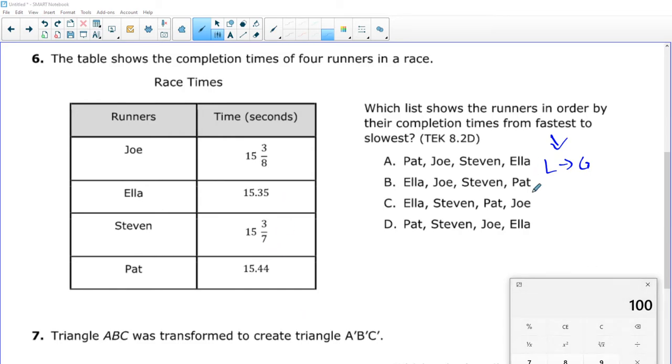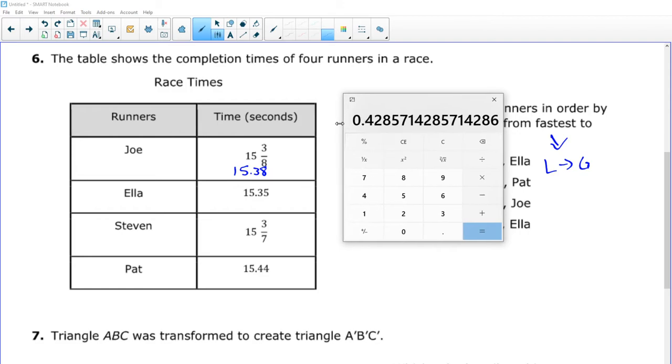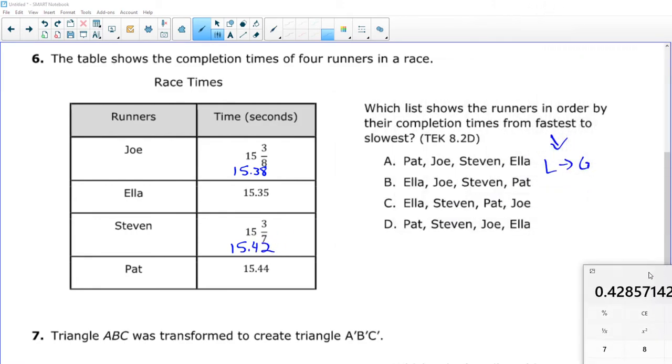I'm just looking at what comes to the right of it. So since I have a couple fractions, I'm going to convert these fractions to decimals. So if I do 3 divided by 8, I get 0.375, and I'm going to round it off. I've got 2 decimal places here, so I'm going to round this to 2 decimal places. So 0.38, and then I'm going to do 3/7, so 3 divided by 7 is 0.42. This is 15.42. And then I don't need this anymore.